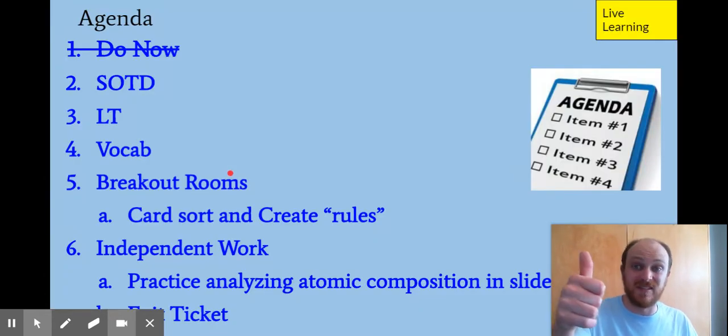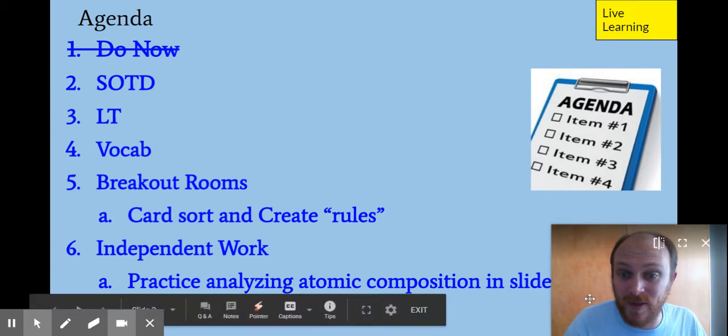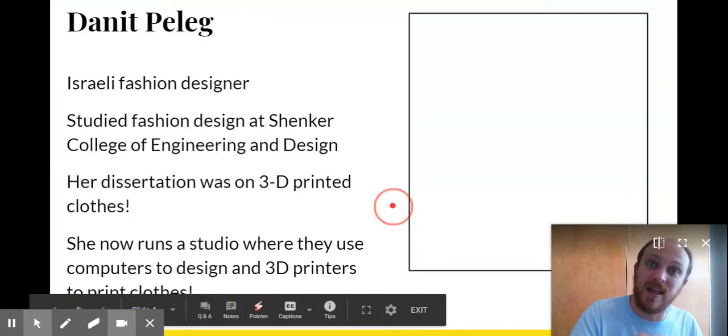I have a scientist of the day. I have a learning target. I have some vocabulary. That's before we get to the breakout rooms. I'll go over those with you. And then finally, we have some practice slides and an exit ticket.